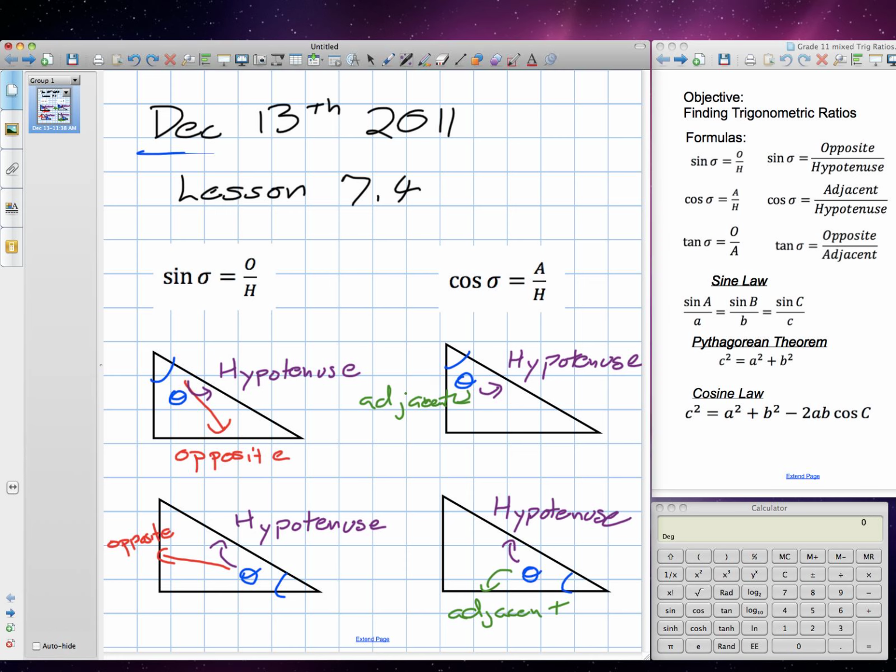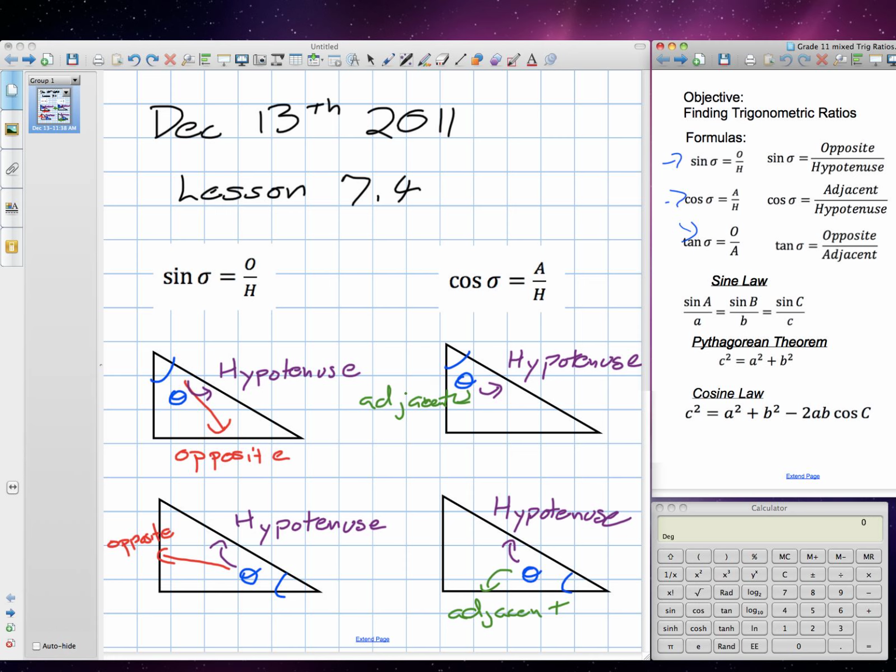Okay, today is December 13th, 2011. We're on lesson 7.4. Now, in the past, we covered similar triangles and the tangent ratio. Today, we're going to work on both the sine ratio and the cosine ratio.